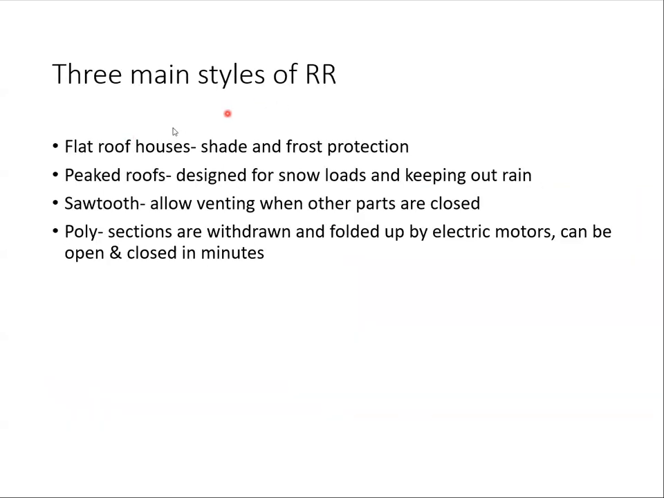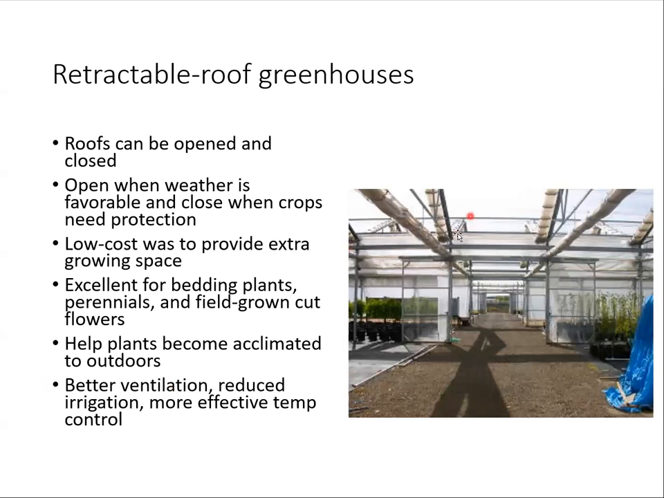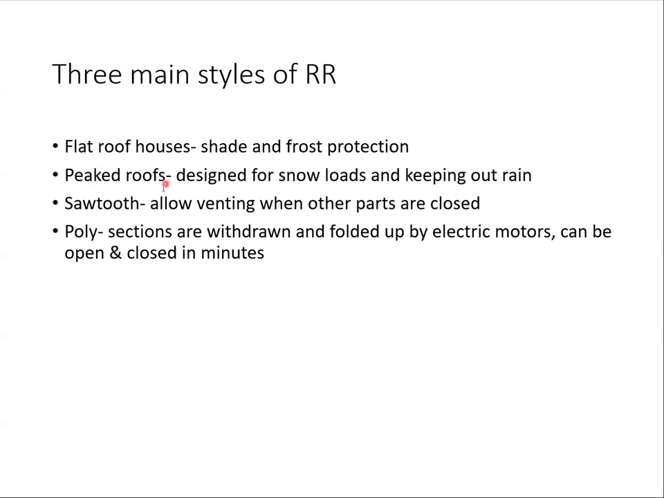Different types of retractable roofs. There's flat roof houses. These are nice for shade and frost protection. This one that we see here is a ridge and furrow system. Okay, you can see the peaks there. You can see that ridge beam up there. So that is the peaked roof designed for snow loads and keeping out rain. Sawtooth allows for venting when other parts are closed. And then there's poly retractable. Sections are withdrawn and folded up by electric motors and can be opened and closed in minutes. Okay.